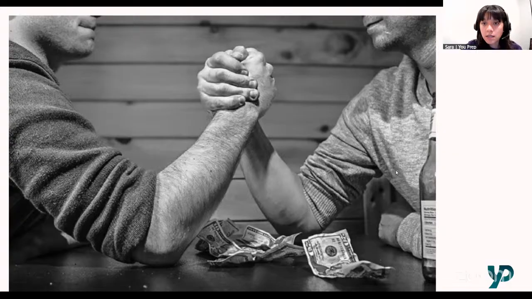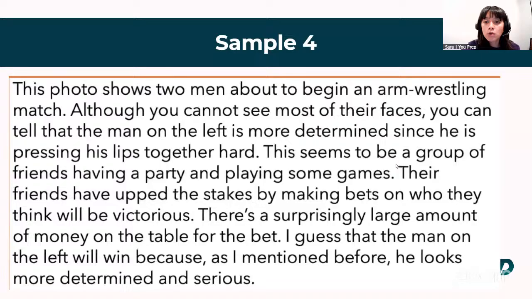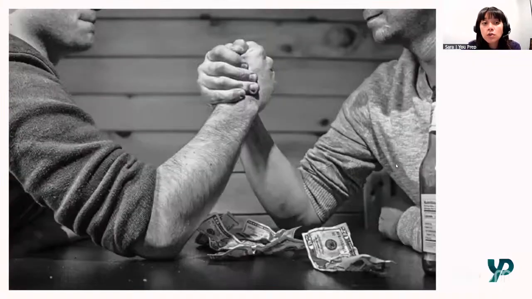Okay, and the sample here we have. This photo shows two men about to begin an arm wrestling match. Although you cannot see most of their faces, you can tell that the man on the left is most determined since he is pressing his lips together hard. And yes, that's true, we can see that. Okay, like he's pressing hard.